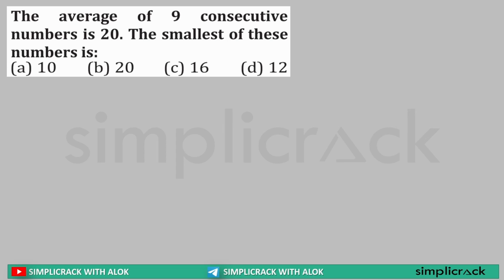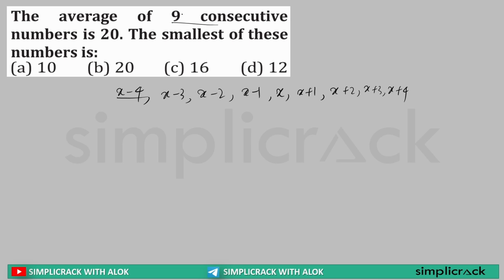Now, next. Sir, the average of 9 consecutive numbers is 20. Sir, the smallest of these numbers is what? See, in the last class as well, what I told you, if it has asked about finding consecutive numbers, you can always write, for an example, the numbers as x minus 4, x minus 3, x minus 2, x minus 1, x, x plus 1, x plus 2, x plus 3, x plus 4. Now you will say, sir, why are you taking it from this? How do you know this?